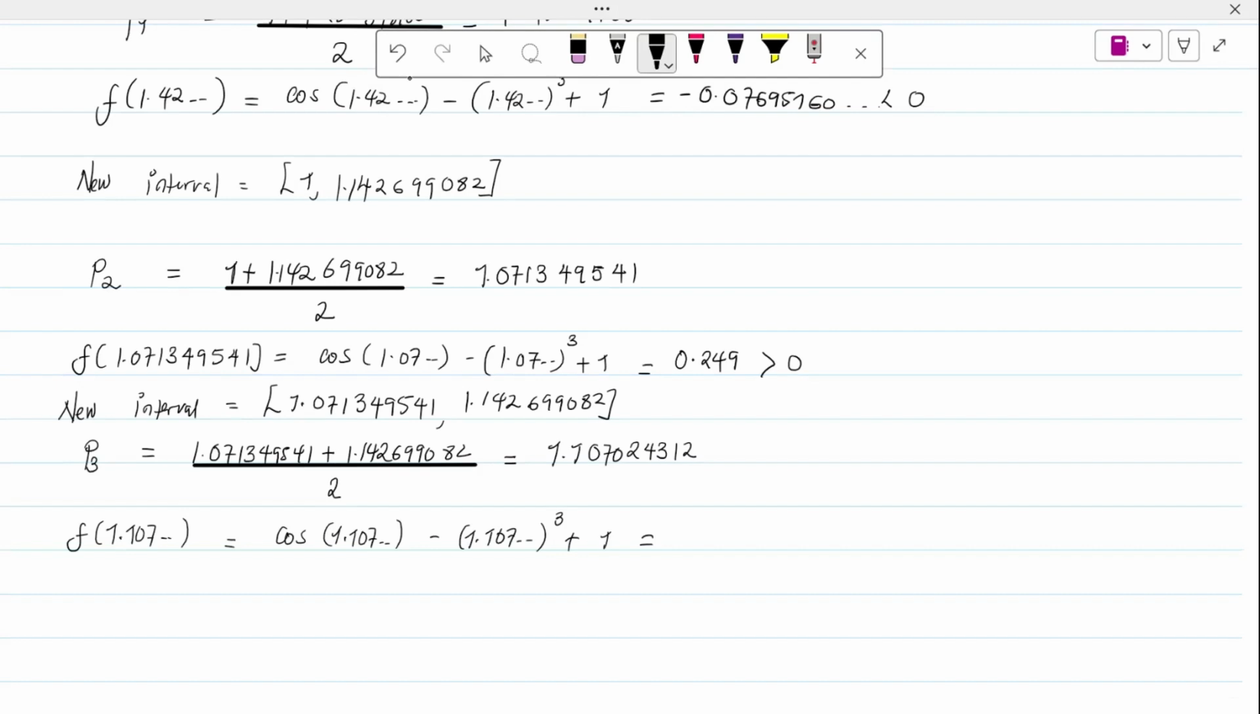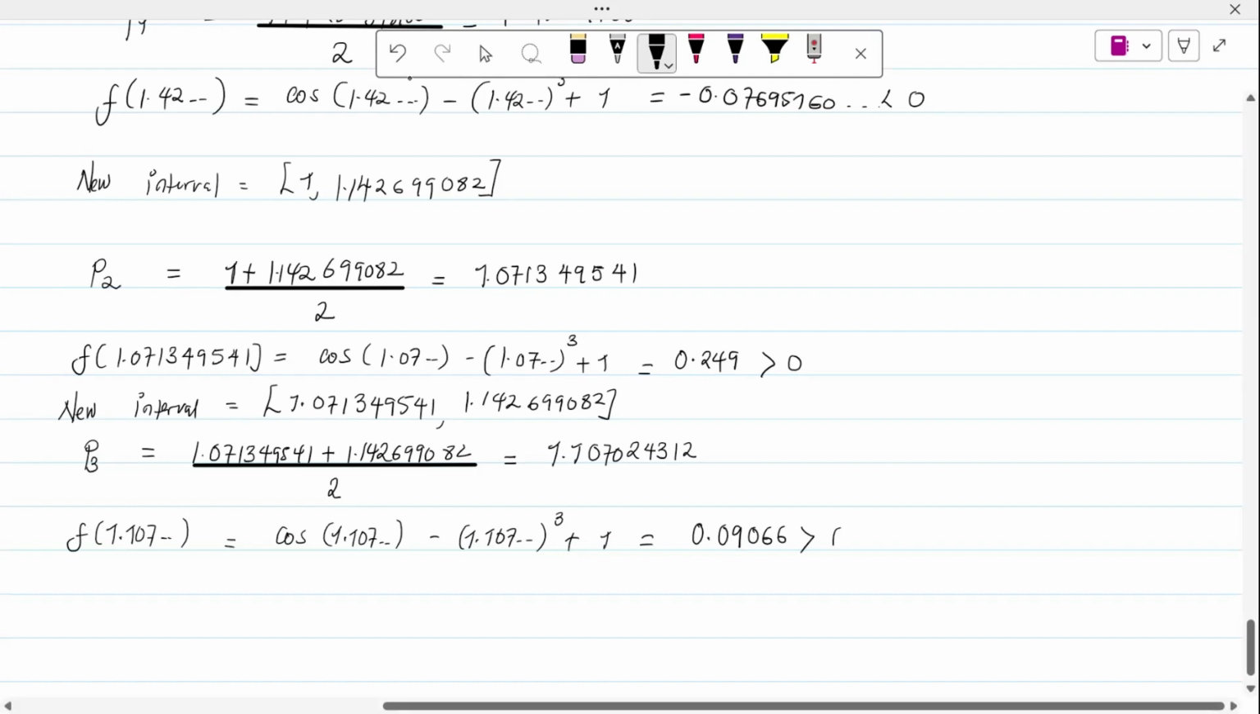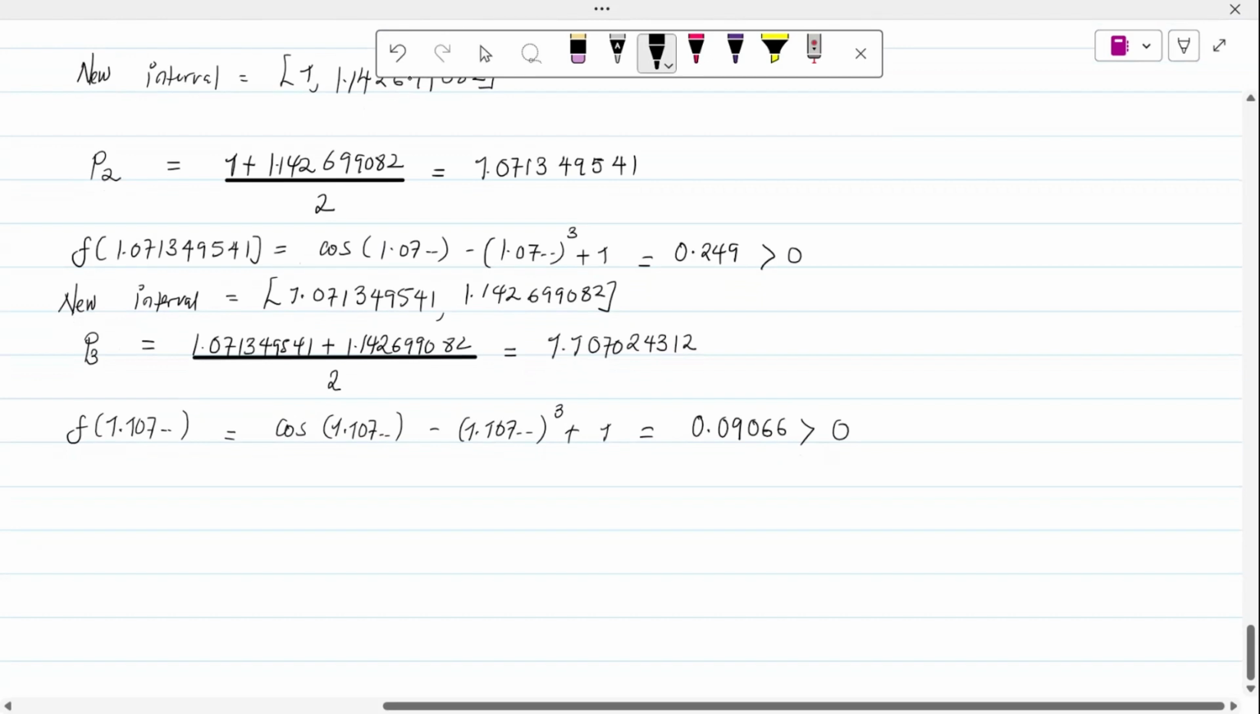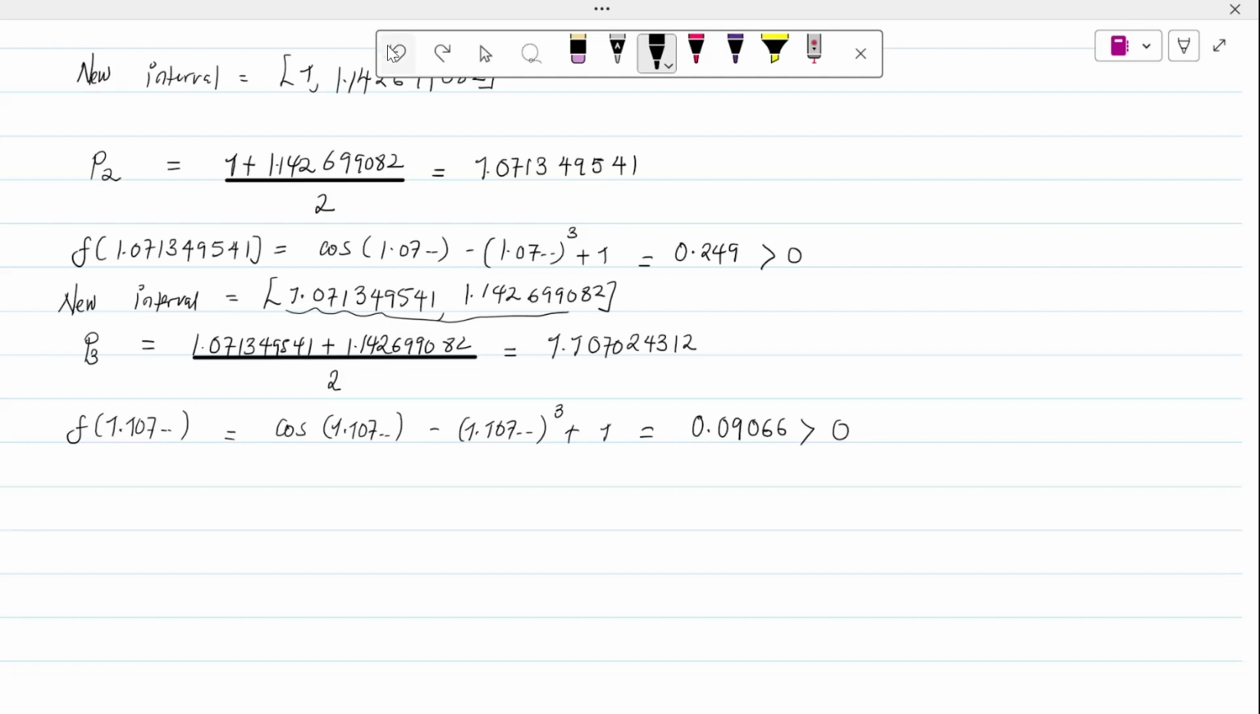0.09066. So it's okay like that. You can confirm that this is greater than 0. It's positive. Again, we go back to the previous interval, which is this one now. Remember that 1.07 is the value that gave us a positive value previously. So we have to replace it with a new value, which is 1.107. So this will be our new interval.